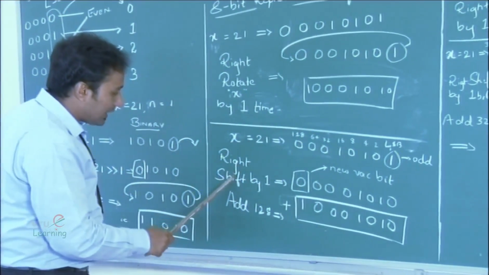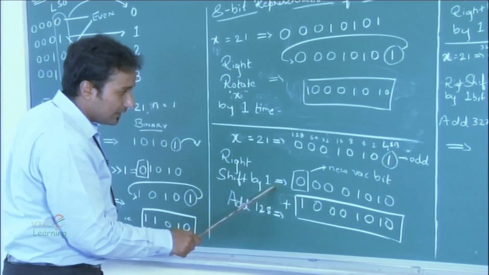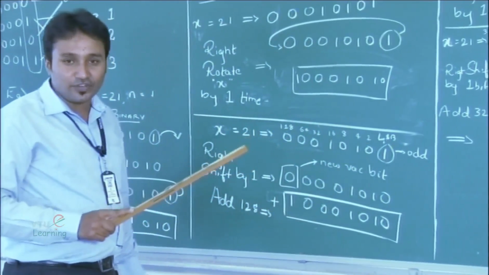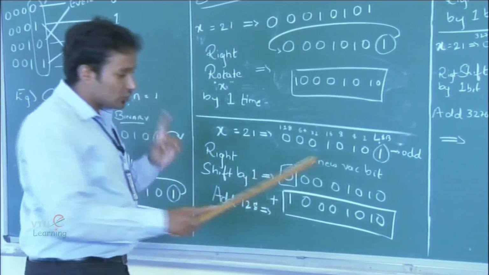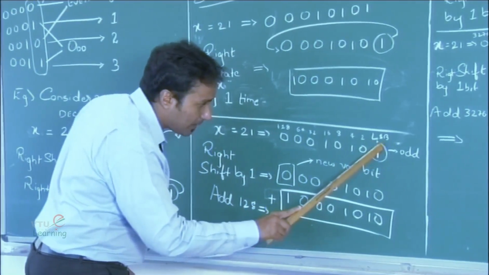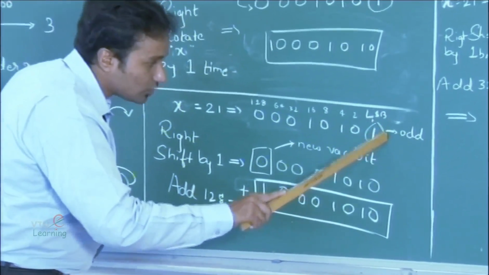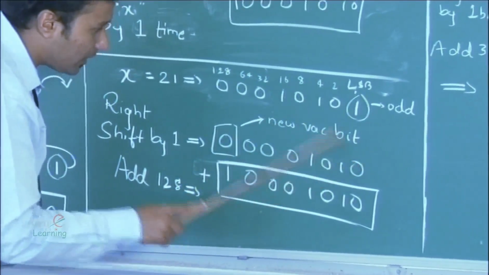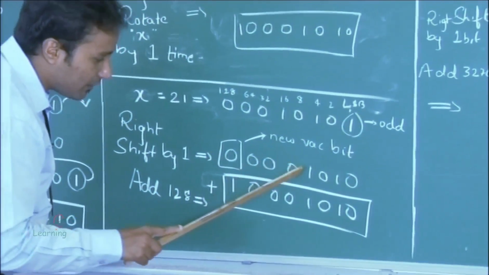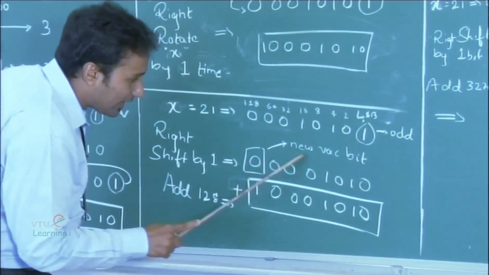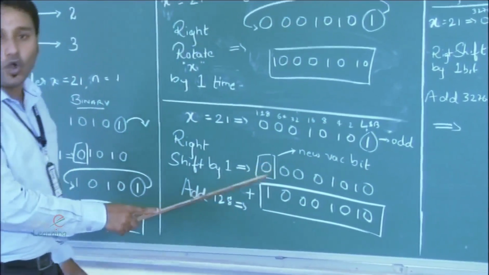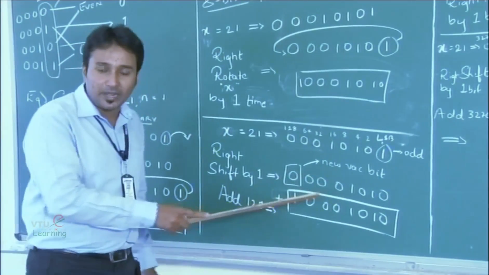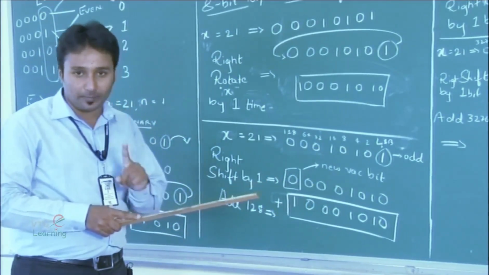We want to right shift the given number by 1 bit. The given number 00010101 has to be right shifted by 1 bit. When we right shift this number by 1 bit, the last bit goes out and 1010 will be the left out number with 3 zeros before that, and the new vacant bit will always be filled up with 0. Thus, this is the number obtained after shifting by 1 bit.